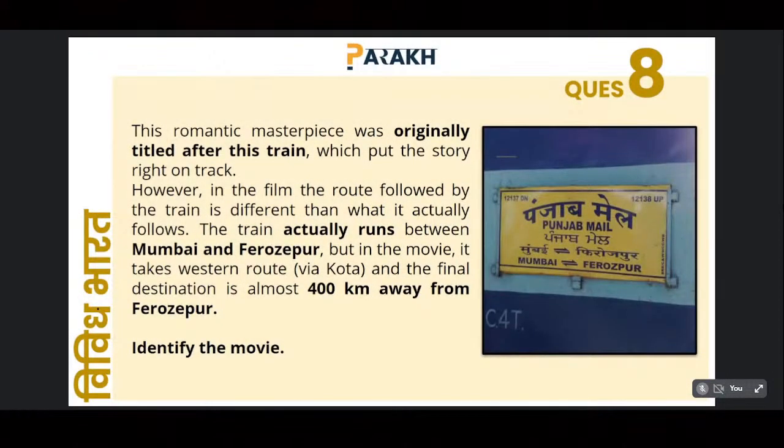Okay, so this romantic masterpiece was originally titled after this train, which put the story right on track. However, in the film, the route followed by the train is different from what it actually follows. The train actually runs between Mumbai and Firozpur, but in the movie it takes a western route via Kota, and the final destination is almost 400 kilometers away from Firozpur. Identify the movie.